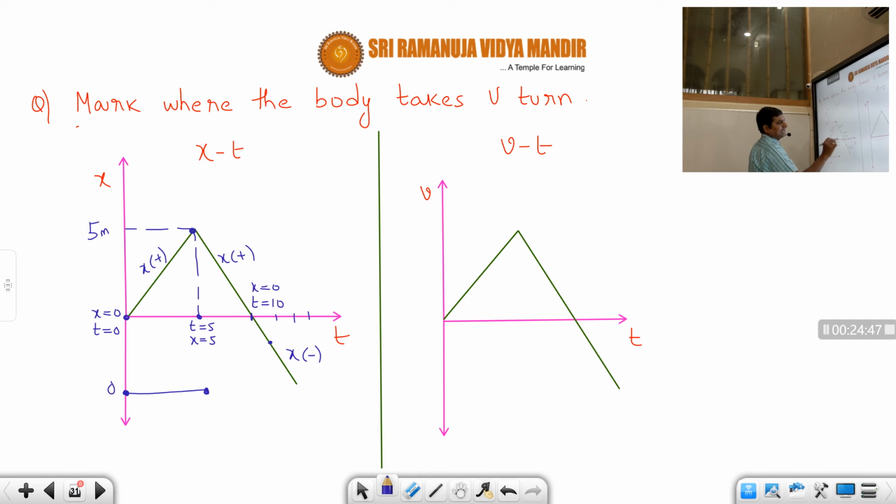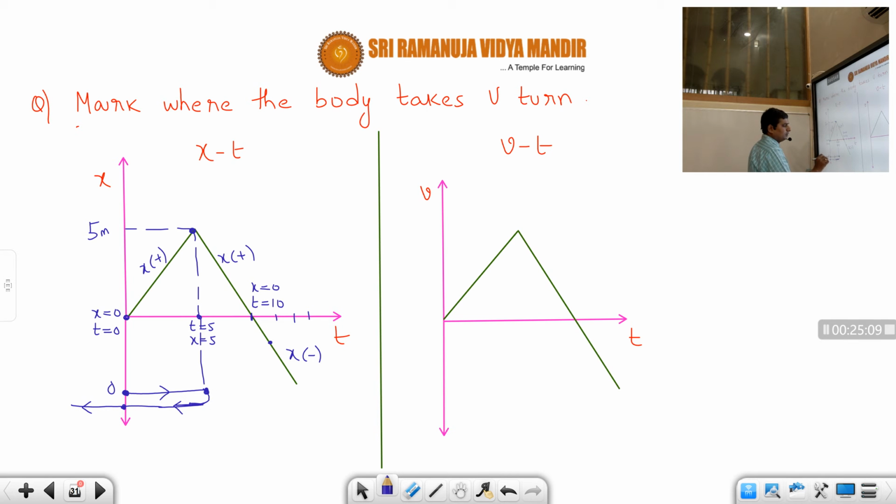Now after this, as time increases, x should decrease. X should decrease means now what should happen, students? Here only you should take a U-turn, no? Otherwise x won't decrease, no? So that means at this point only the body is taking a U-turn like this. And then what will happen? It goes like this, and then becomes 0. Now it will continue on the left side like this.